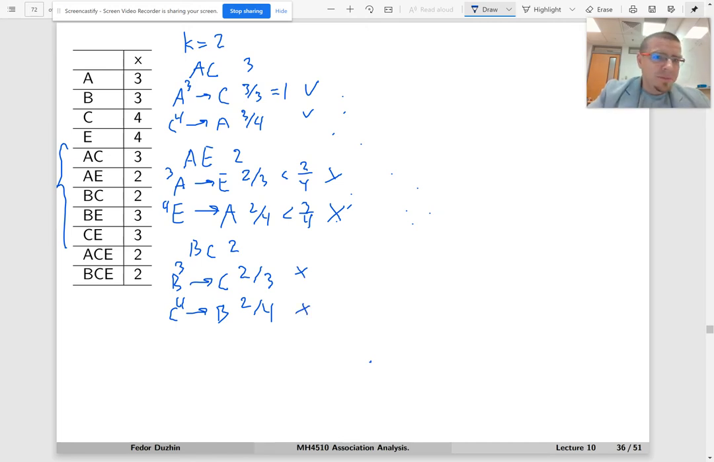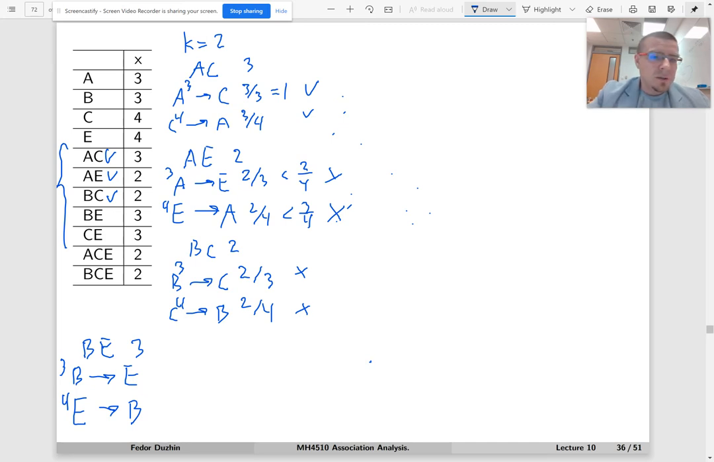Okay, BE. So we have done AC, AE, BC. So remaining ones are BE. For BE, the support count is 3. So there could be two rules: B implies E and E implies B. The support count of B is 3. The support count of E is 4, right?